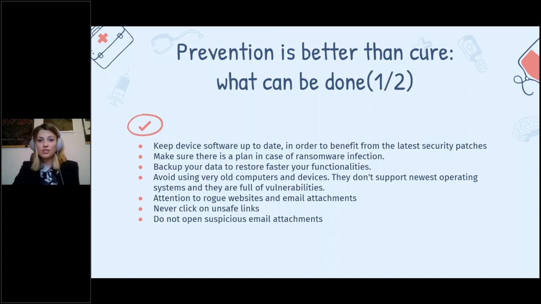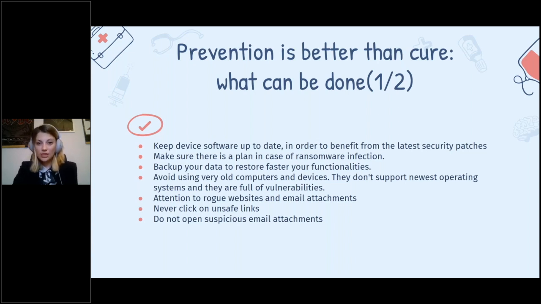A contingency plan consists of having a backup of your data. In this way, no data is lost and all functionalities are restored faster. Also, avoid using very old computers and devices, because they don't support the newest operating systems and they are full of vulnerabilities. In addition, take careful action, especially with regard to rogue websites and mail attachments. Of course, never click on unsafe links. Avoid clicking on links in spam messages or on unknown websites.